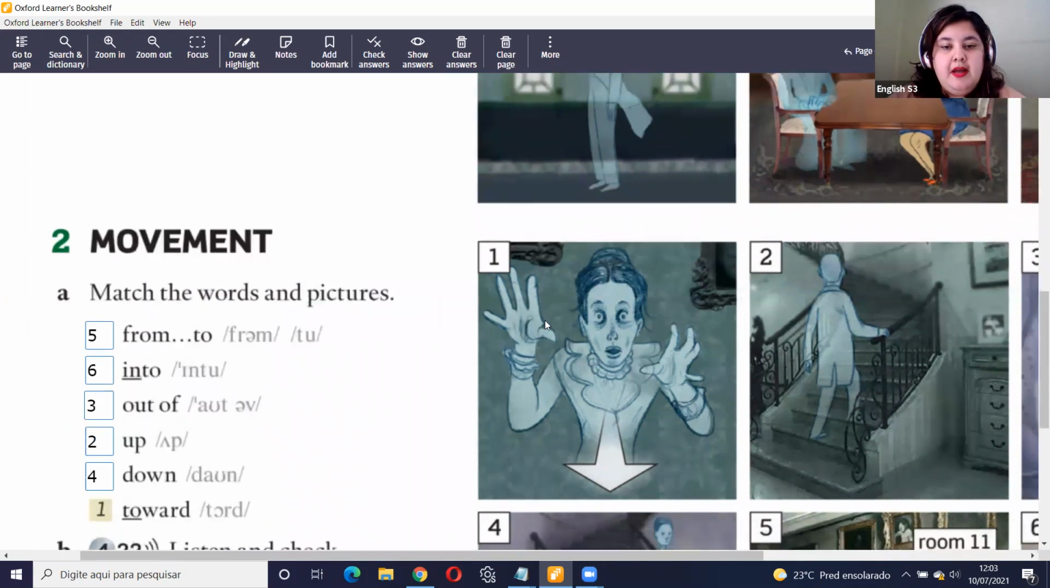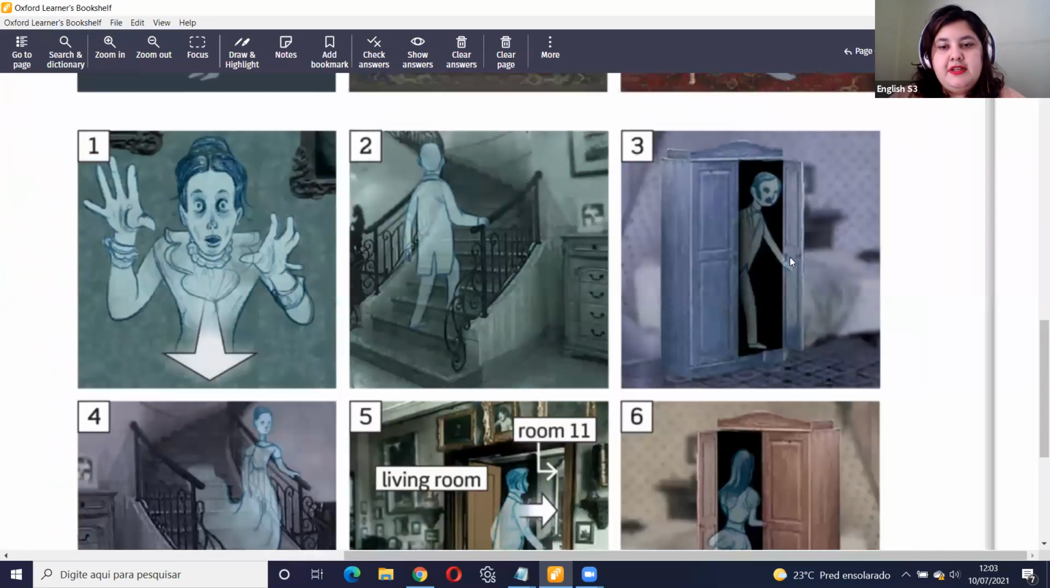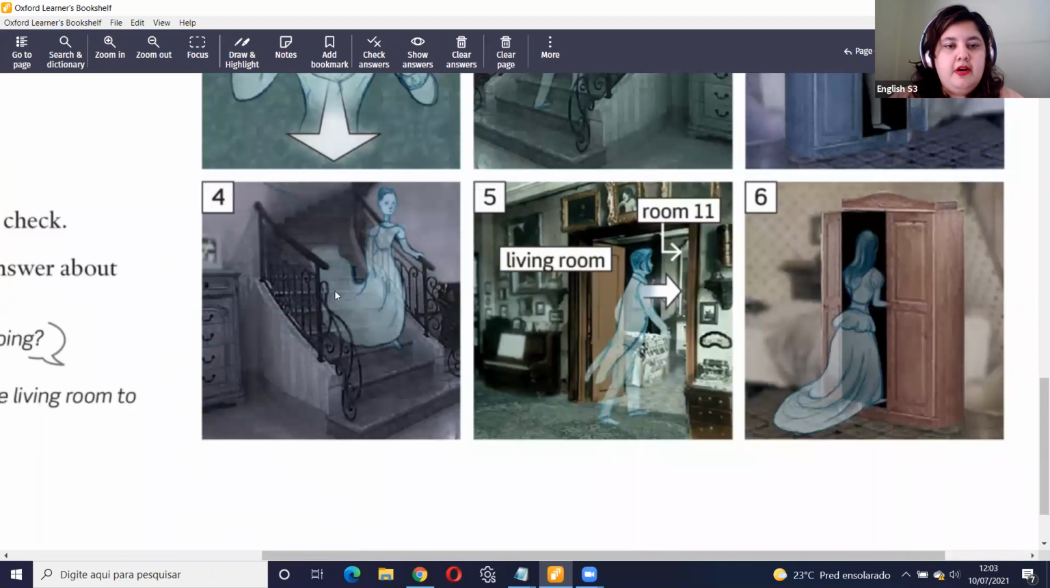So in number 1, the ghost is coming toward me. Number 2, the ghost is going up. Number 3, the ghost is coming outside the closet or out the closet. Number 4, the ghost is going down. Number 5, the ghost is going from the living room to room 11. And number 6, the ghost is going into the closet.